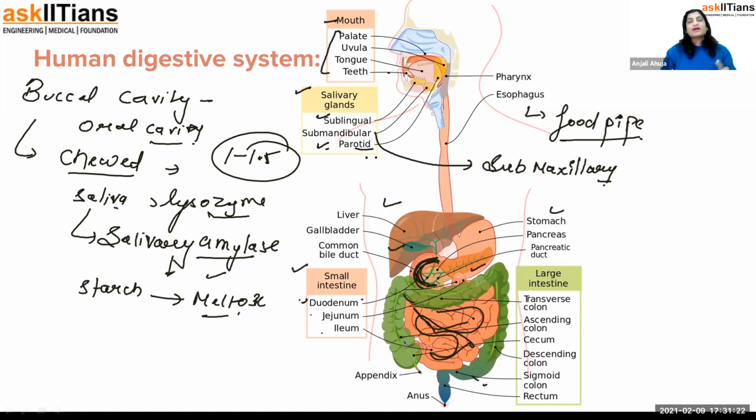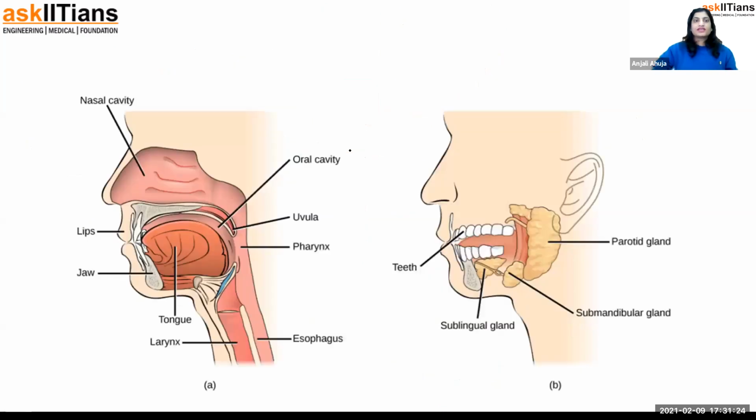One thing that is more in the buccal cavity is the teeth. So let's see this diagram. Let me show you this. This is the nasal cavity. Do I have to explain the nasal cavity here? No, not needed. I'll explain it in respiration.